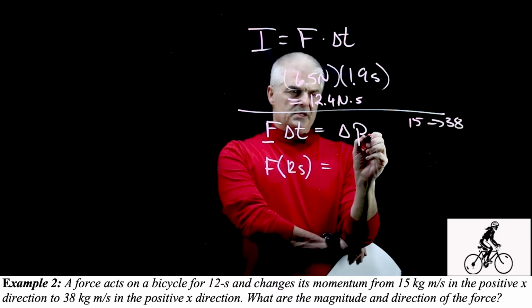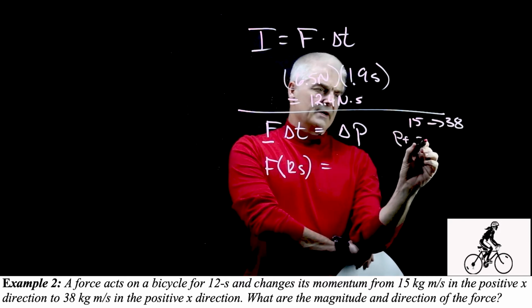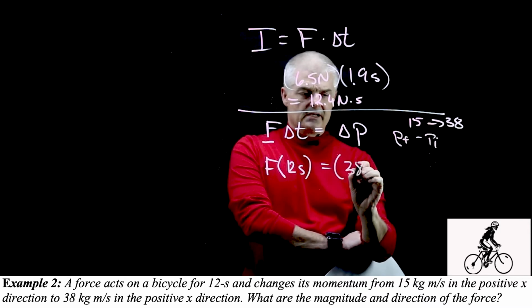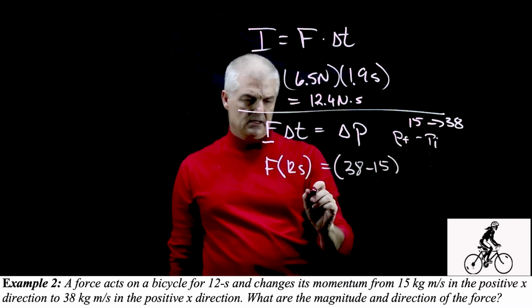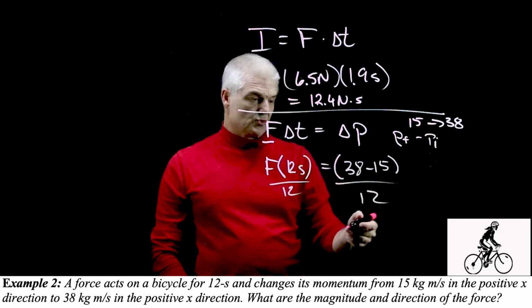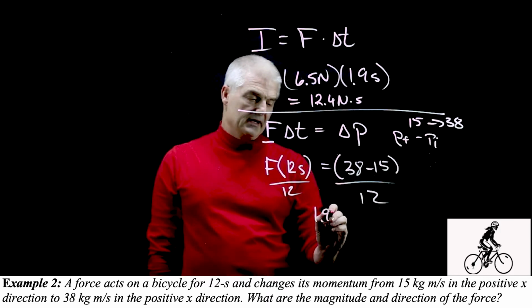But let's talk about this P, but what is change in P? It's going to be P final minus P initial. So that'll be equals 38 minus 15. We then divide both sides by 12. You subtract that first, and you get an answer of 1.9.